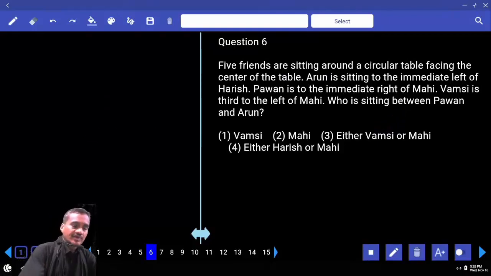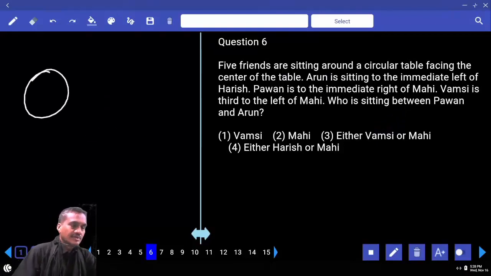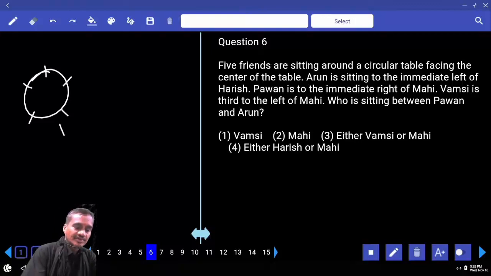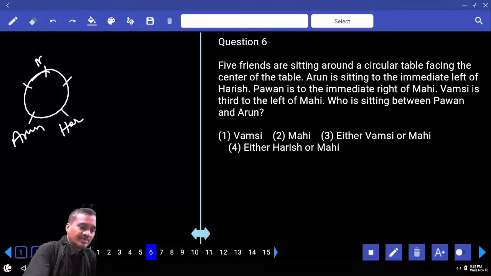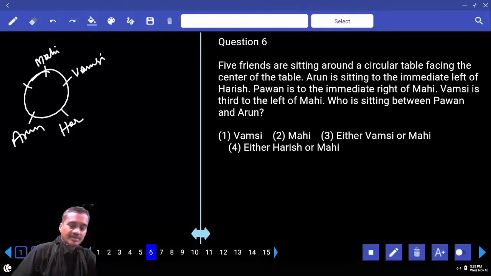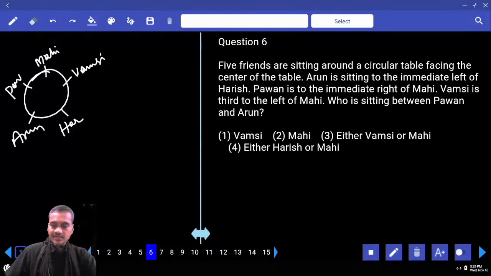Then sixth one, there are 5 friends seated around a circular table, facing the center. Arun is to the immediate left of Harish. If Harish is here, then Arun is at this place. Pawan is to the immediate right of Mahi. Vamsi is to the immediate left of Mahi. Now Vamsi is to the immediate left of Mahi and Pawan is to the immediate right of Mahi. Pawan is here. Then who is sitting between Pawan and Arun? Now tell me who is that person?